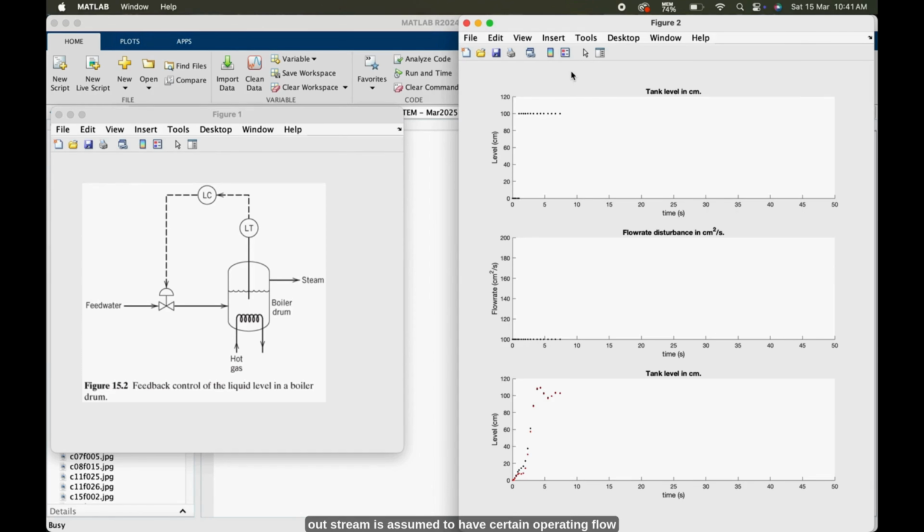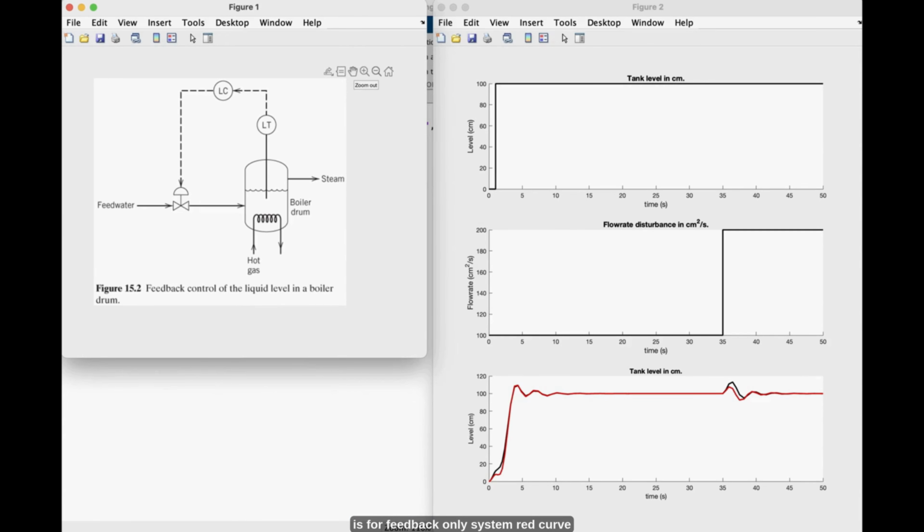Steam outstream is assumed to have a certain operating flow rate, which is 100 cm² per second, based on demand from downstream processes. Therefore, any sudden change in demand on downstream processes introduces a disturbance for the boiler system. The topmost plot shows changes in liquid level set point. The middle plot shows flow rate disturbance at time equals 35 seconds. The bottommost plot shows the liquid level response inside the boiler drum. The black curve is for the feedback-only system. The red curve is for the feedback plus feed-forward system.